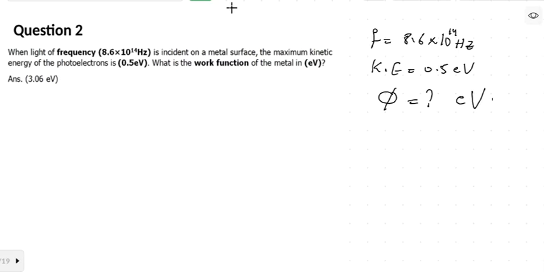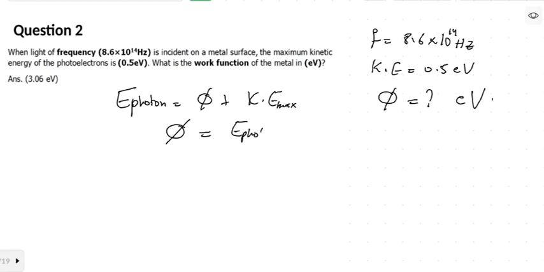Okay, so he's giving me 2 factors of Einstein's equation, asking for the 3rd factor. So again, what's Einstein's equation? E photon equals the work function plus kinetic energy maximum. So the work function, let me make it the subject, will be equal to E photon minus the kinetic energy maximum.